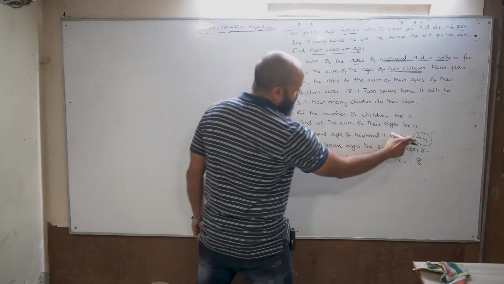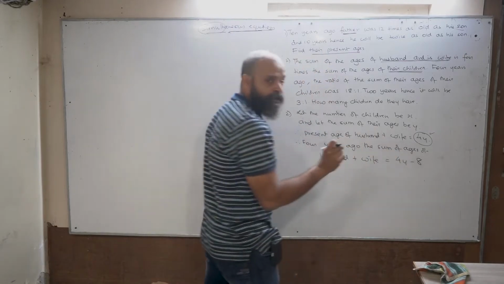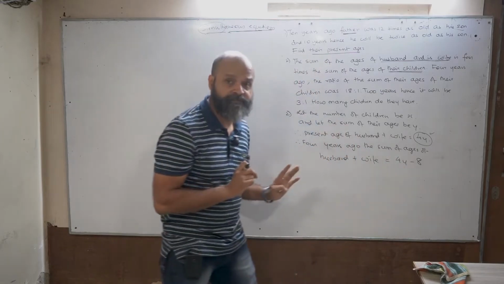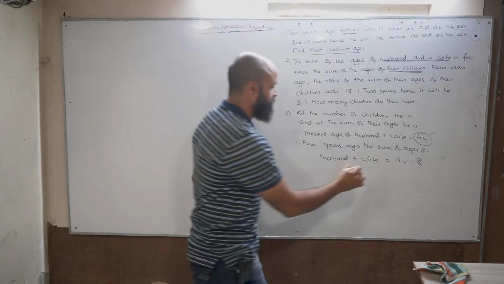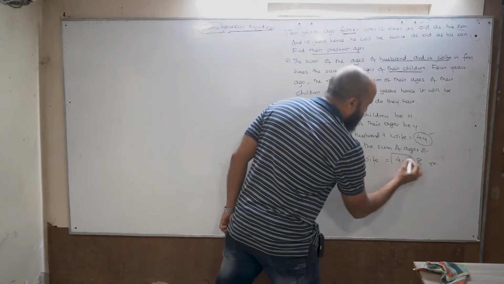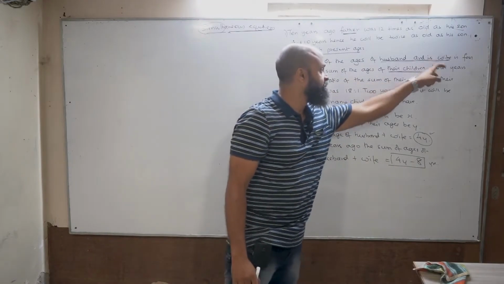So, husband's age and wife's age is a total of 4y. We subtract 4 years, which means 4 years to be subtracted from the husband's age and 4 years from the wife's age, which gives you a total of 8. So, here we have 4y minus 8 years. So, this is the total age of husband and wife 4 years ago. I hope we are on the same page.